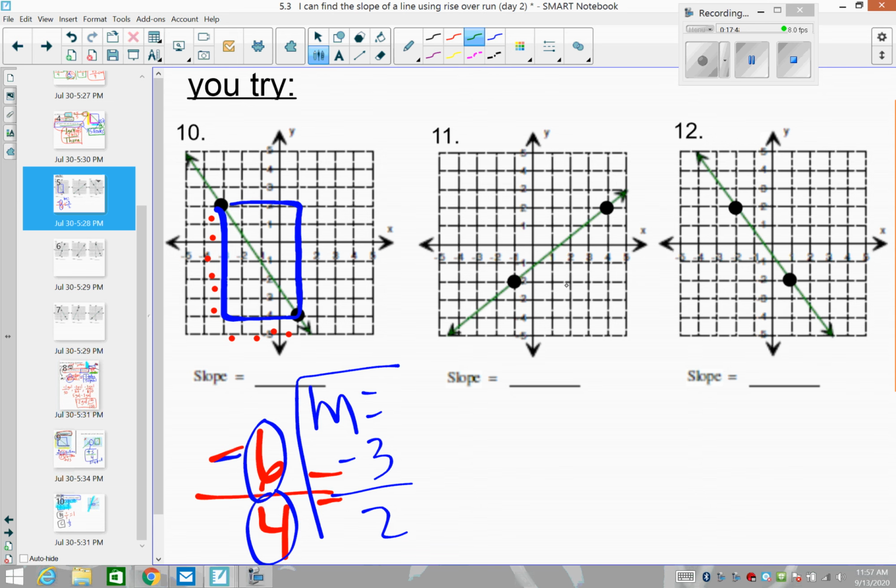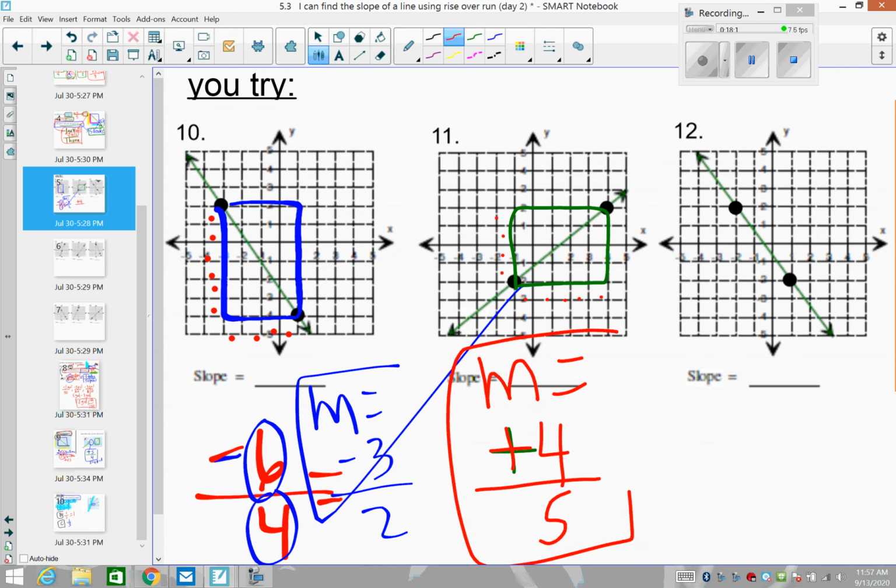All right, next problem here. Build your rectangle. That's an increasing line, so it's positive. We end up with 1, 2, 3, 4 as the rise over 1, 2, 3, 4, 5 as the run. So your slope should be positive 4/5. Give yourself a star if you have that.